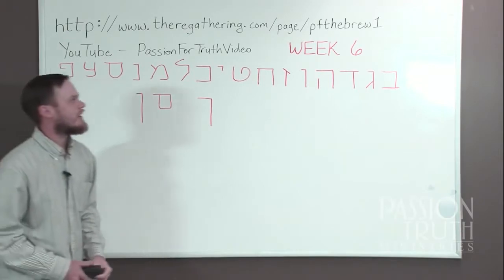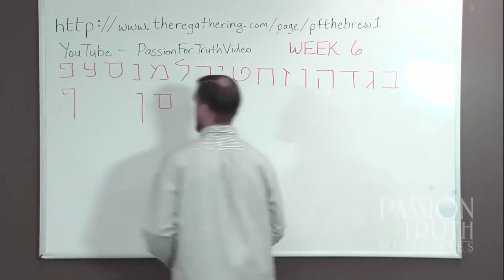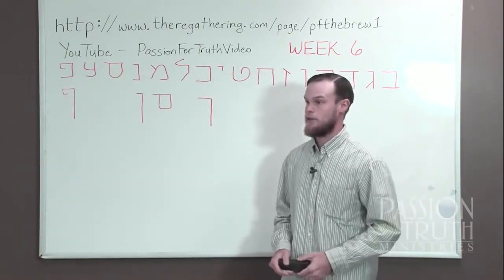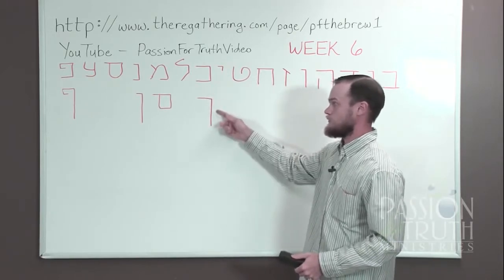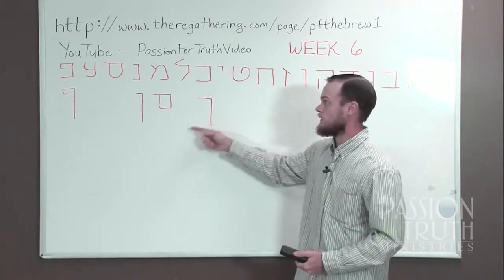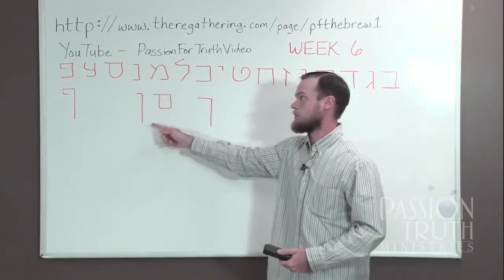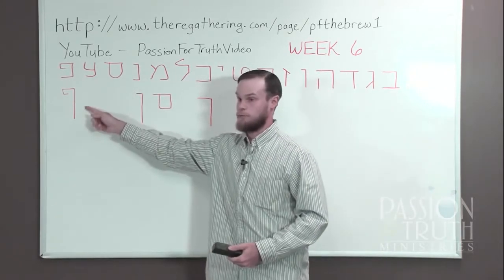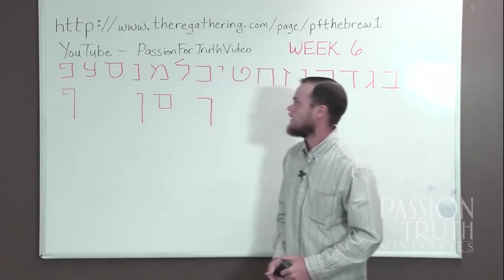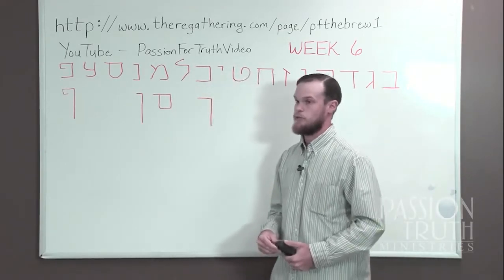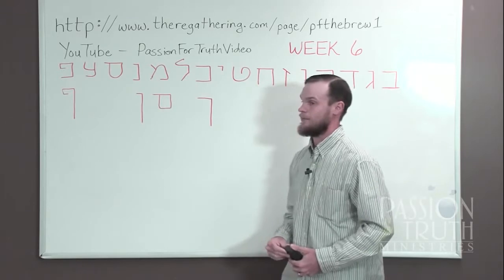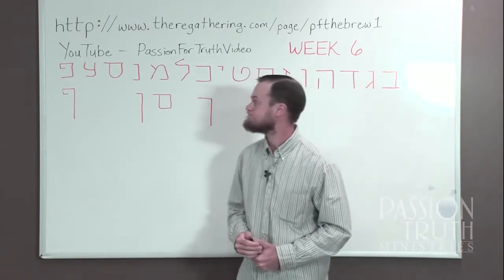All right. And as I mentioned, we've gone through 4 of the 5 final letters. The Kaf has a final form at the end of a word. The Mem has a final form. The Nun has a final form. And the Pei has a final form. Okay? So again, you will always find those forms when they are the last letter in a word.